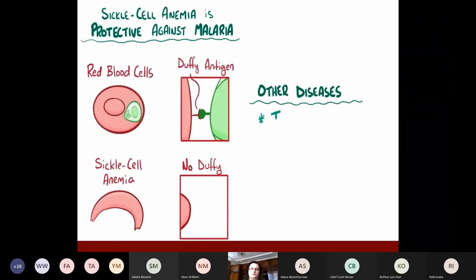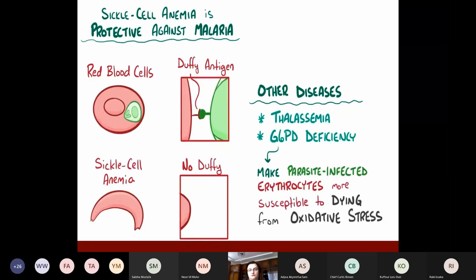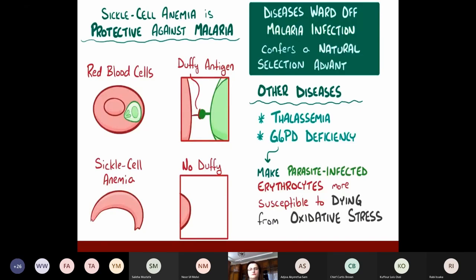Other diseases like thalassemia and G6PD deficiency make the parasite-infected erythrocyte more susceptible to dying from oxidative stress. So, despite the obvious downside to having any of these diseases, they do offer an upside when it comes to warding off a malaria infection. In fact, because malaria has historically circulated in Africa, the genes underlying these diseases are thought to have conferred a natural selection advantage and therefore become more common in the genetic pool.